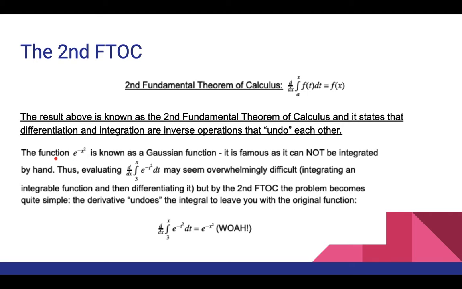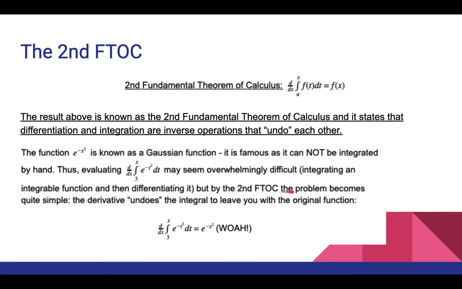Let's say we're looking at the function e to the negative x squared. E to the negative x squared is known as a Gaussian function. It is famous as it cannot be integrated by hand. Thus, evaluating the derivative of the integral from 3 to x of e to the negative t squared may seem overwhelmingly difficult. You're integrating a function that cannot be integrated and then differentiating it.